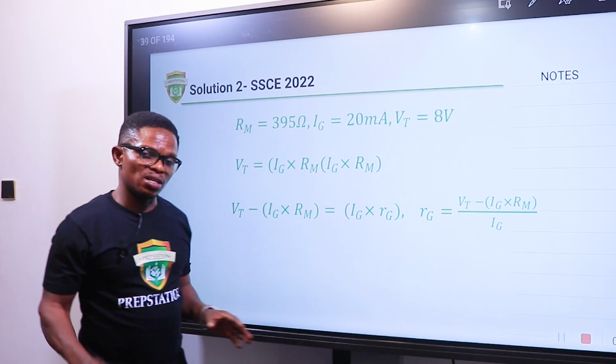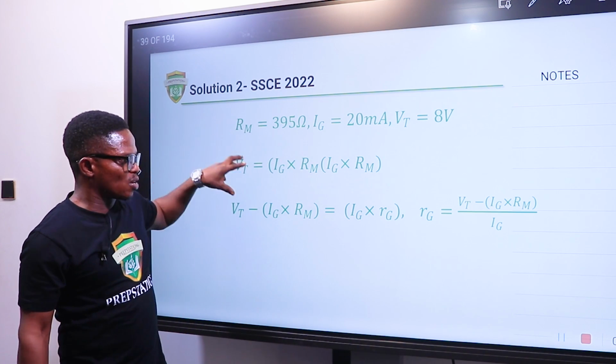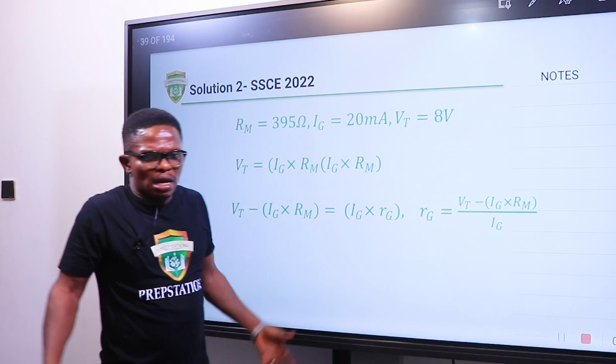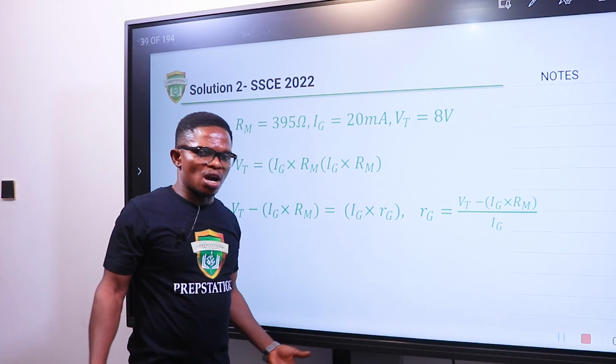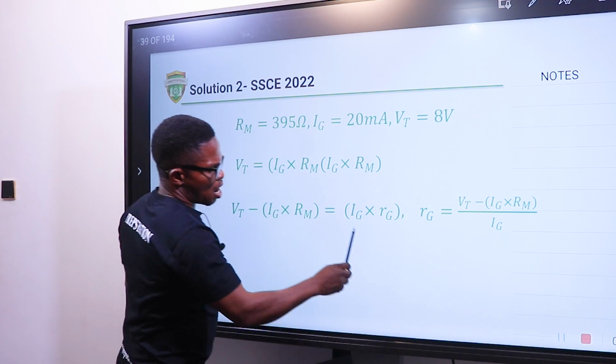Once you get to this point, the next thing to do is substitute the values that you were given in the same question into the formula, and then play with the numbers using your calculator. You are good to go. So let's see how that will be done here.